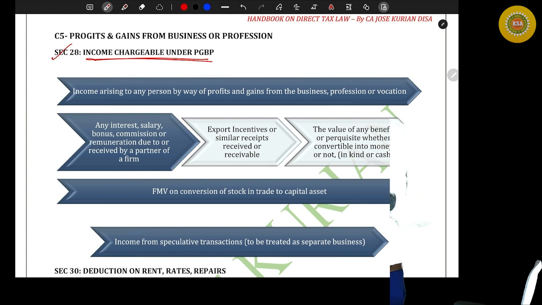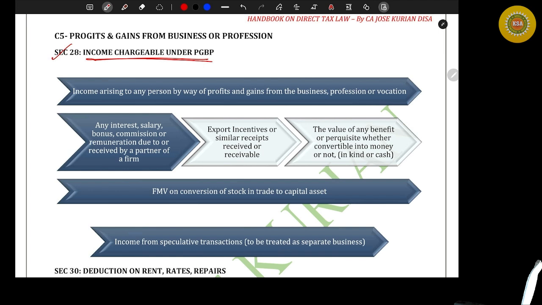Are you with me? So this is what is called PGBP, that is professional or business income. So the first item under here is, can you read the first item? Income arising to any person by way of profits and gains from business or profession or vocation. That means any activity similar to profession.